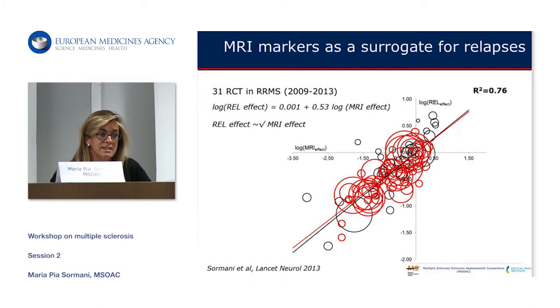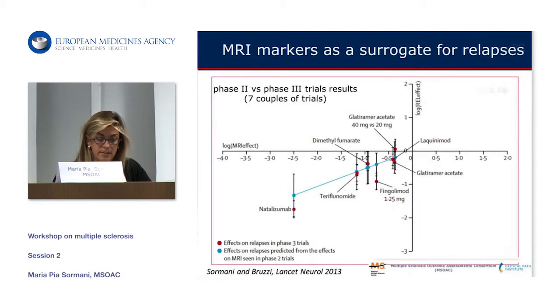One limitation of this analysis is that these two effects have been studied concomitantly. The effect on MRI was evaluated over 2 years, and it was correlated with the effect on relapses over 2 years. What we want from a surrogate is the ability to predict the effect in the longer term. So we performed a sub-analysis selecting all the pairs of trials in which the same drug was assessed in a phase 2 lasting 6 months with an MRI endpoint, and a phase 3 lasting 2 years with a relapse endpoint.